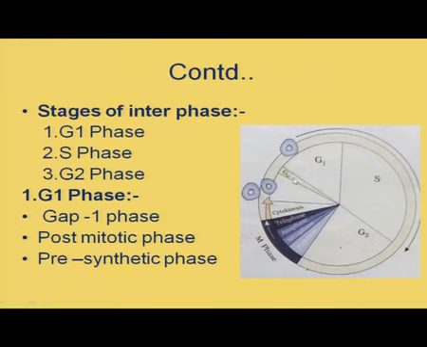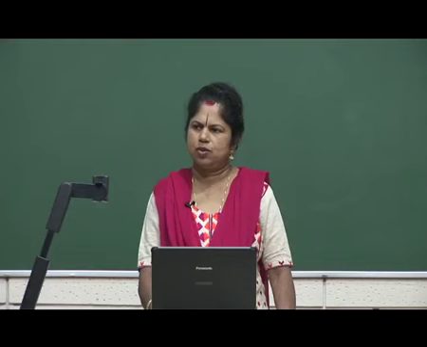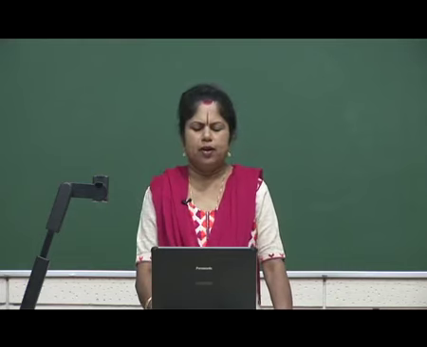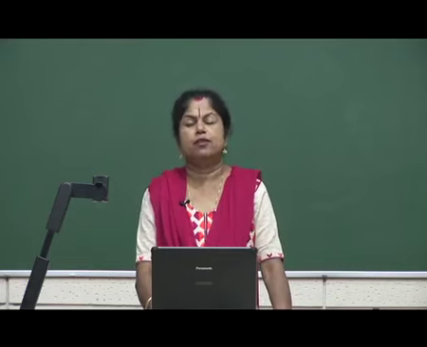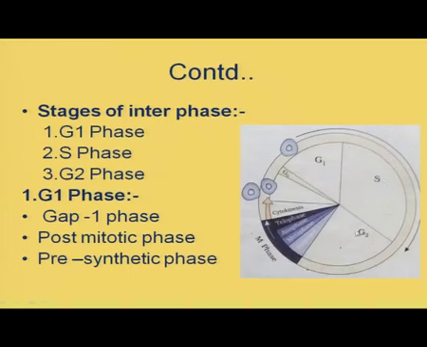And here there is one more stage represented, that is the G0 phase. Some of the cells, even after this preparation, enter back to the G0 stage, the quiescent stage, and remain inactive. So, in short, an interphase consists of 3 different stages, G1, S and G2. These 3 stages or phases together are known as the interphase.